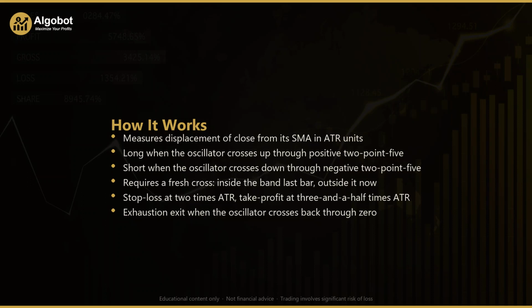There's also a third exit worth highlighting, the exhaustion exit. While a position is open, the strategy keeps watching the oscillator. If a long is running and the oscillator falls back through zero, that means price has returned to its mean and the impulse is spent, so the trade is closed early. A short is closed when the oscillator climbs back through zero.